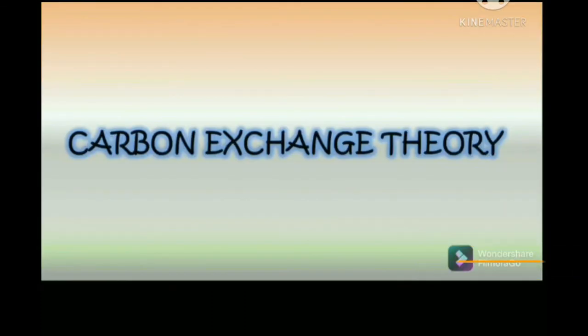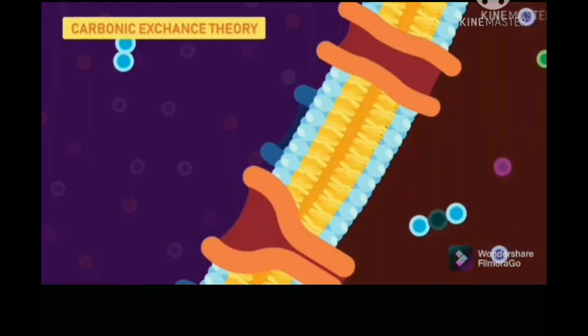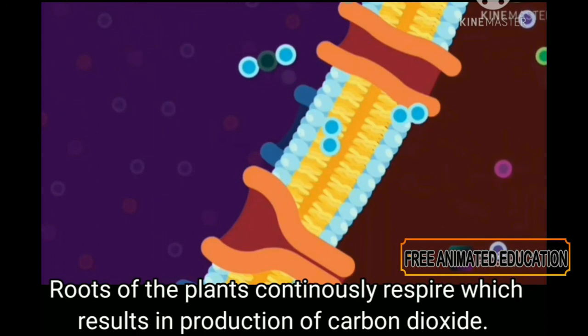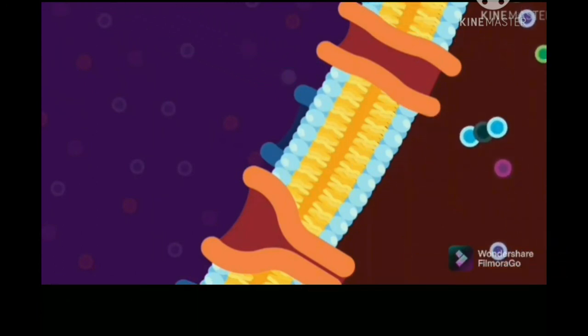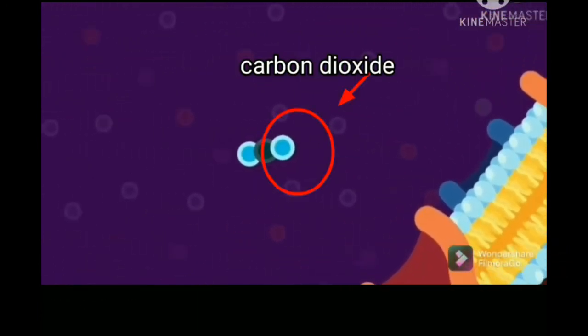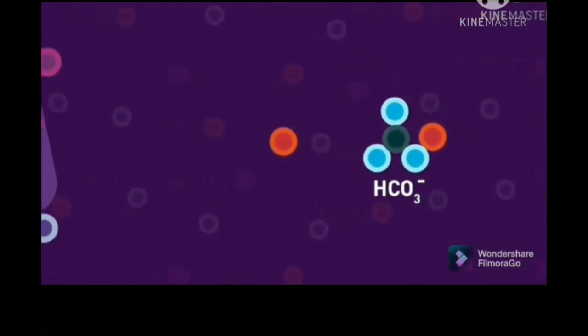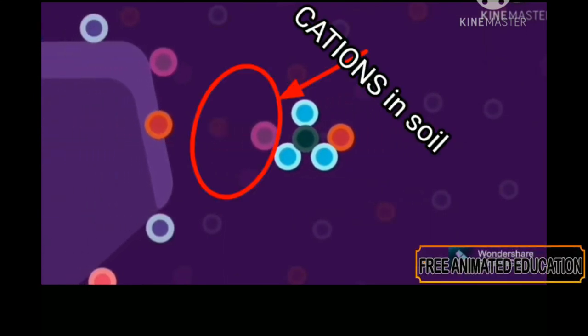Carbonic acid exchange theory. Roots of the plants continuously respire, which results in production of carbon dioxide. Carbon dioxide produced during respiration in roots combines with water to form carbonic acid, which dissociates into hydrogen and bicarbonate ions. The hydrogen ions produced as a result are exchanged with cations in soil.